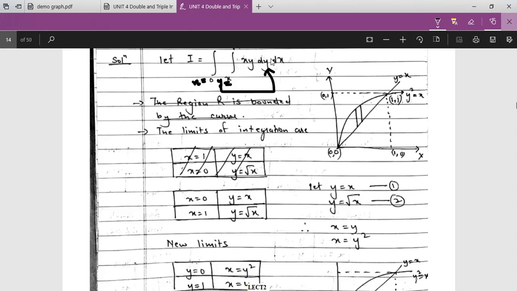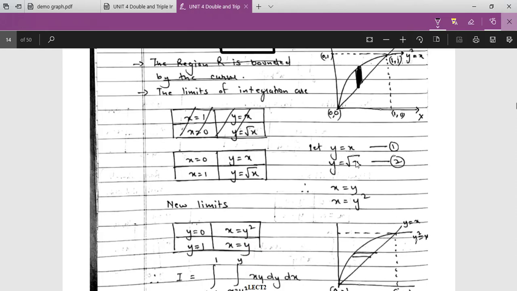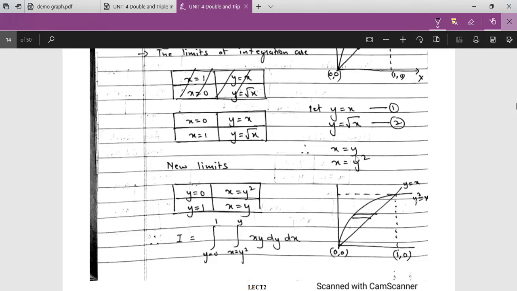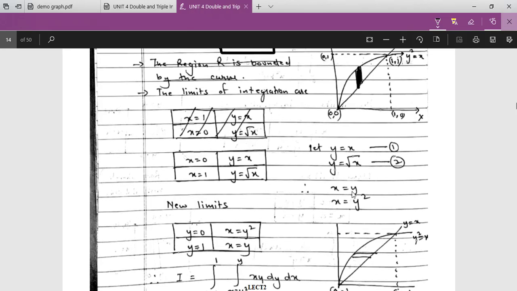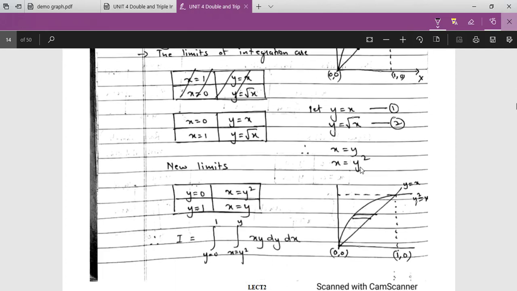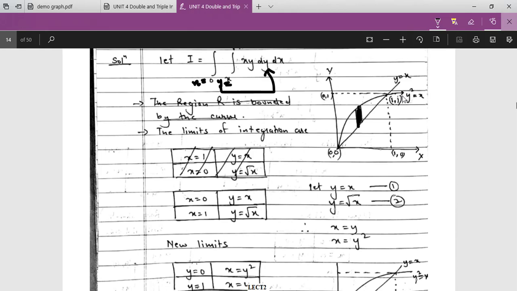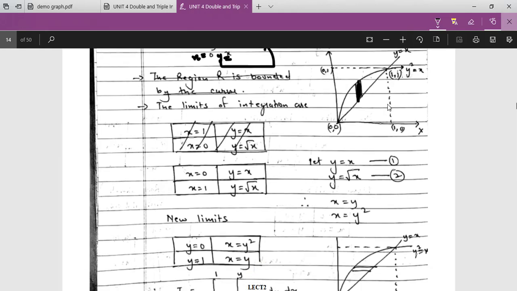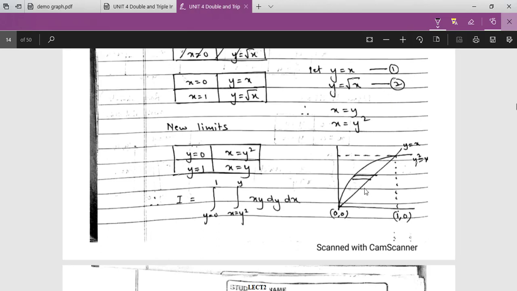Since this is dy dx, what I do is I take the horizontal strip first, right? Now y is equal to x and y is equal to square root of x, that is x equal to y and x equal to y square. So when I evaluate these two equations, what will happen? When I substitute x equal to 0, y turns out to be 0, and when I substitute x equal to 1, y turns out to be 1. So the point of intersection will be (1, 1). Now I'll draw the same figure again, to get the new limits.